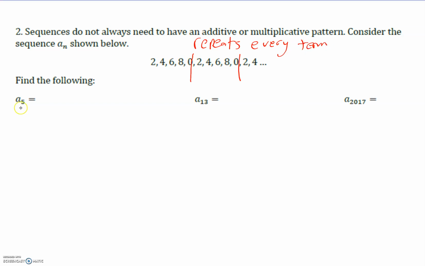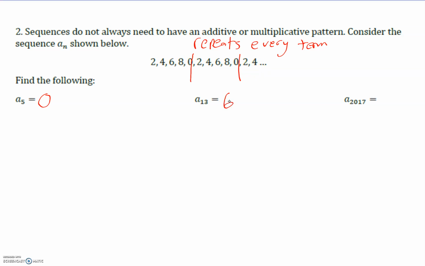So if we want to find a of 5, 1, 2, 3, 4, 5, that would be 0. 0 is our fifth term. 13, well, 5, 10. This one goes up to 12, so if we go one more to get to 13, that would be a 6.